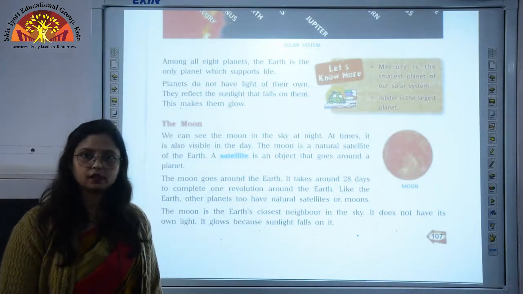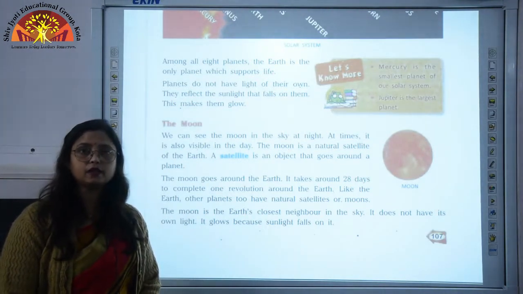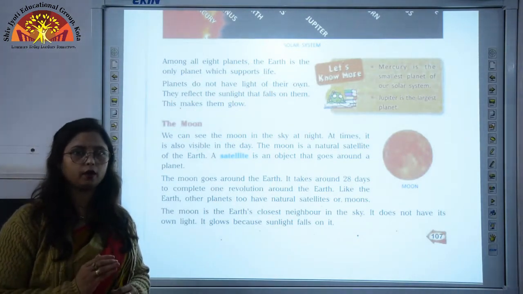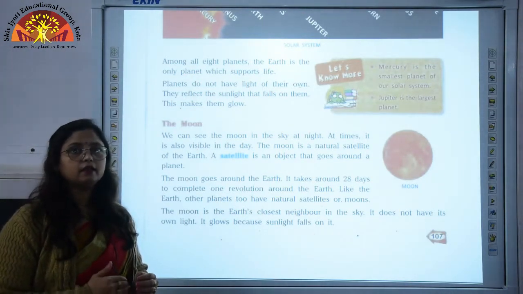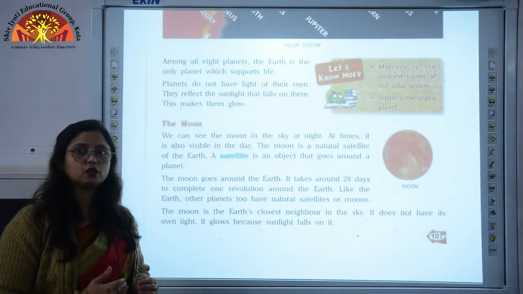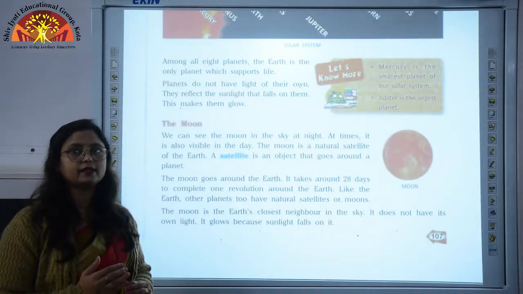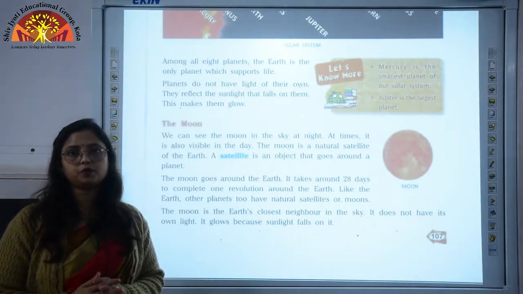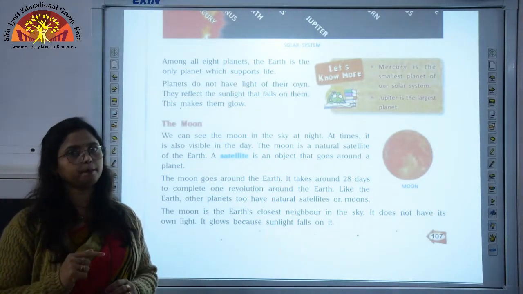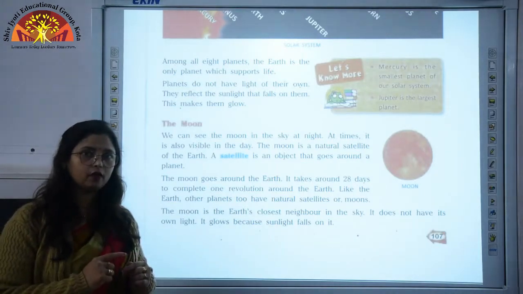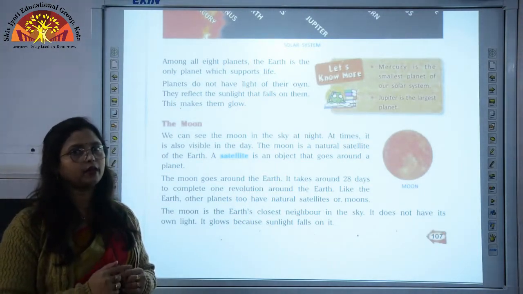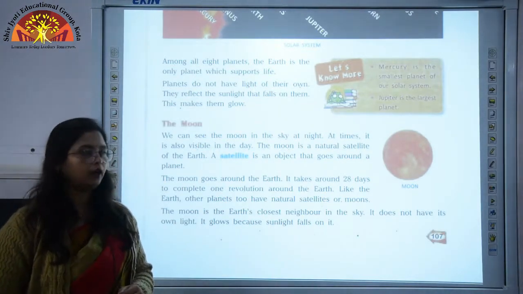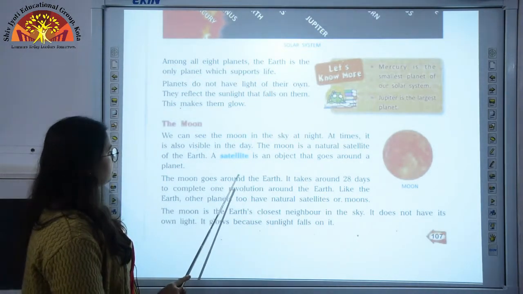So children, just now we have studied that planets move around the sun in a particular path which is called orbit. Similarly, there are moons of each planet. So the moon is called a satellite. Now what is a satellite over here? A satellite is an object which revolves around a planet. So planets revolve around the sun and satellites revolve around the planet, and the moon is the natural satellite of the earth. The moon goes around the earth.